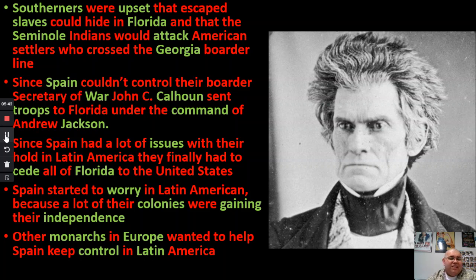So they basically sold Florida for nothing. I mean, the United States really didn't pay anything for it. And there were no real stipulations either to get it. So the United States got it. And I hate to say it, but it's true that a lot of those runaway slaves were recaptured.